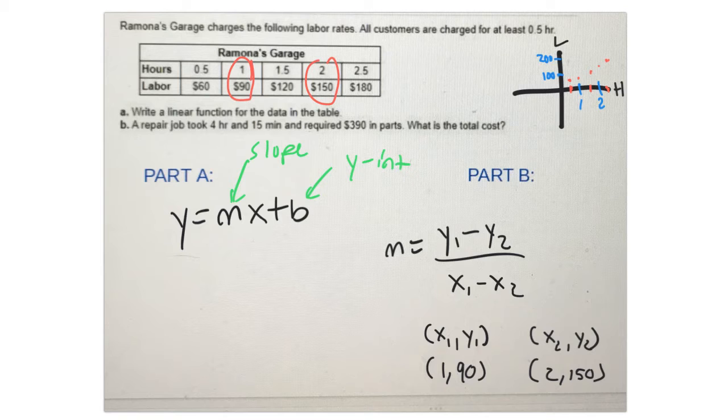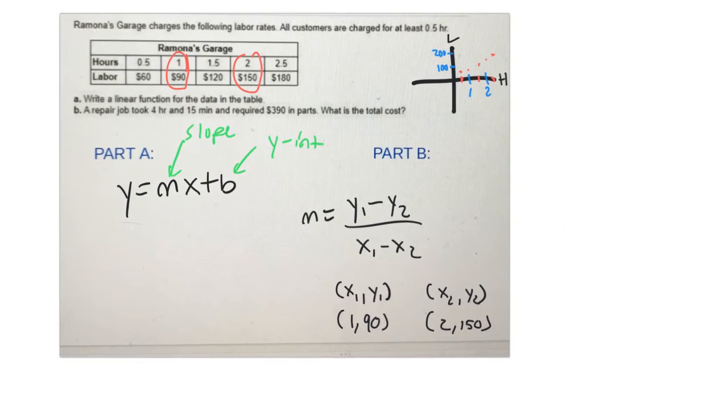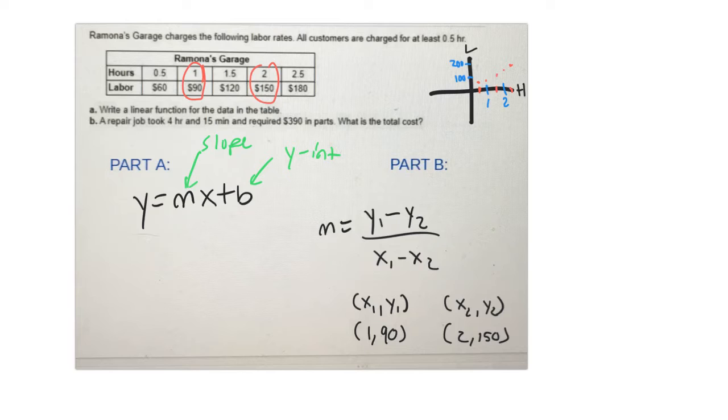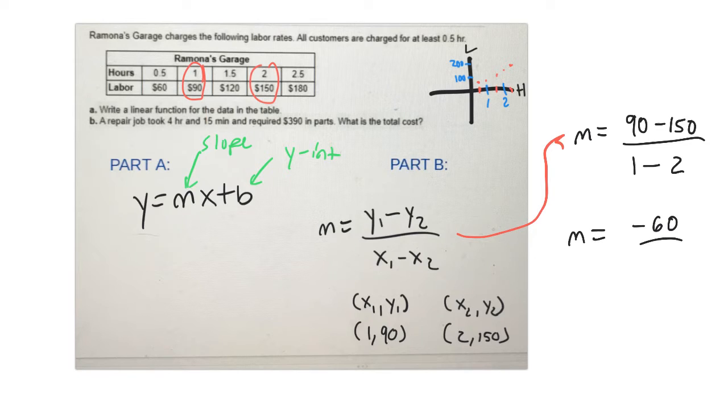And in that case, we'd be dealing with a slope formula composed as the following. It would be m equals, let's see, y1 minus y2. That would be 90 minus 150 all over x1 minus x2. That would be 1 minus 2. 90 minus 150 is negative 60. 1 minus 2 is negative 1. So the slope turns out to be negative 60 over negative 1, which is really just positive 60.